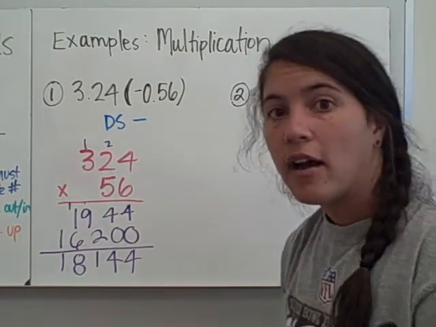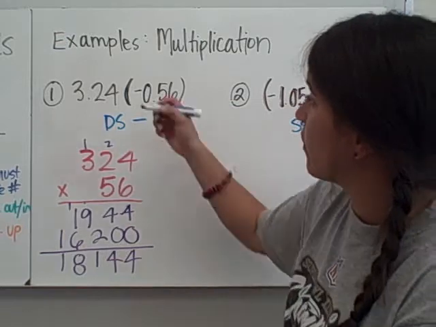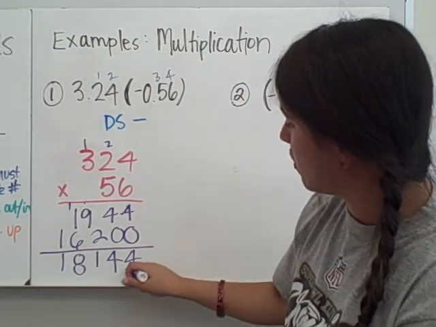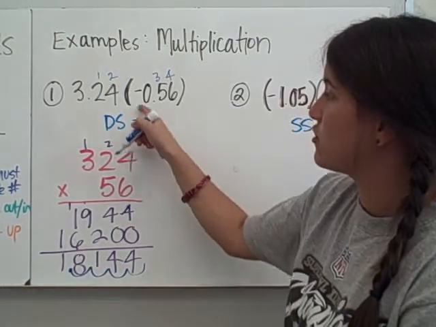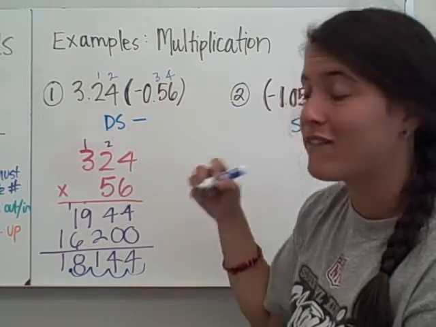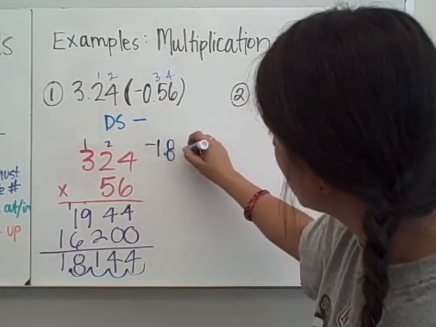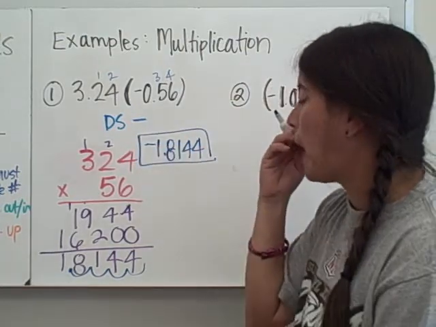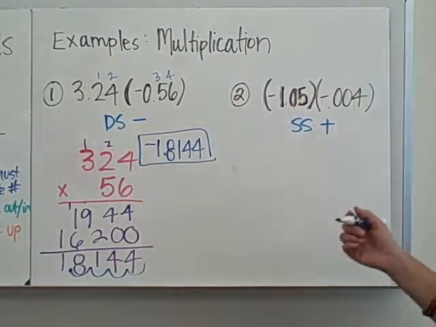To find out how many decimal places we need to move over, we count how many decimal places in our problem. So we have 1, 2, 3, 4. So we go 1, 2, 3, 4. And then I know my answer is going to be negative. So my final answer is negative 1.8144. So that was an example of one multiplying. Let me show you another example.